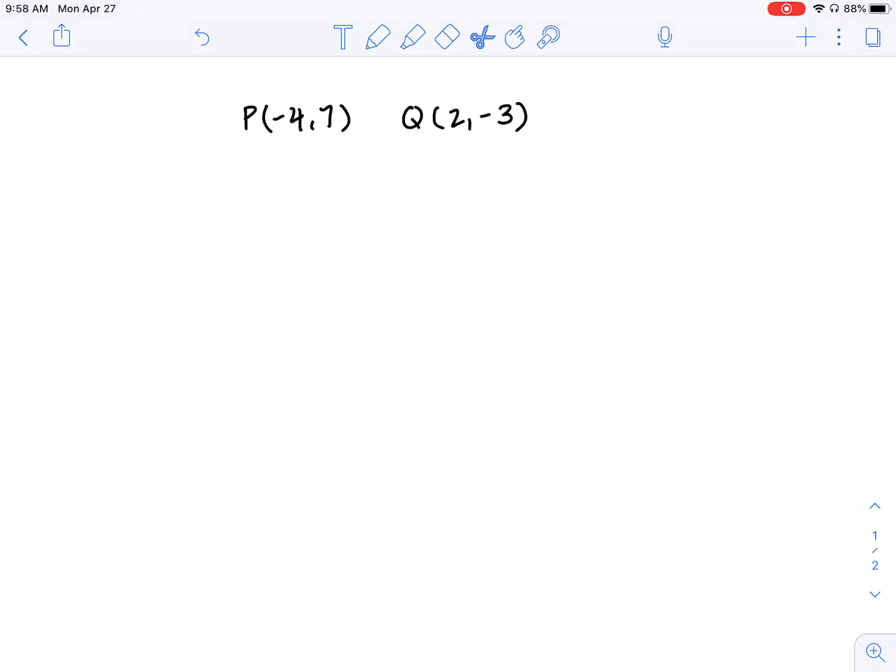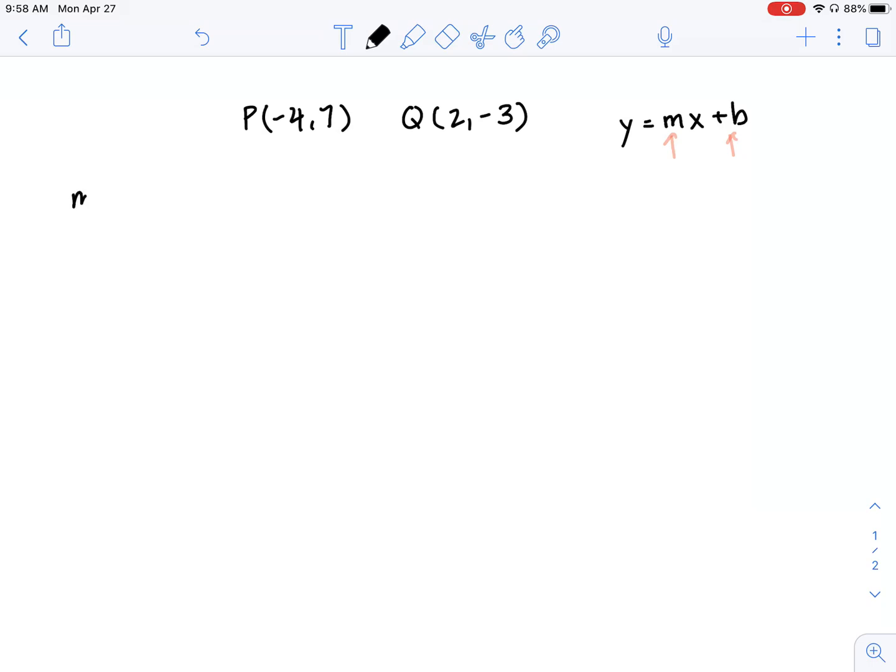So we have 2 points here, point P at -4, 7, and point Q at 2, -3. And we want to find an equation of a line passing through both these points. We know that in y-intercept form, y equals mx plus b, where m is the slope and b is the y-intercept. So let's start by finding the m aspect of this equation.